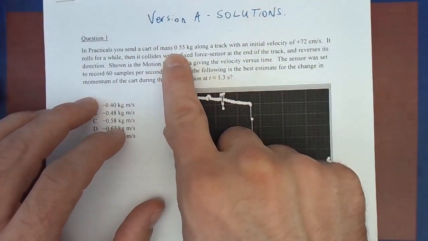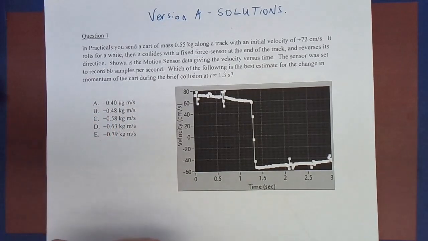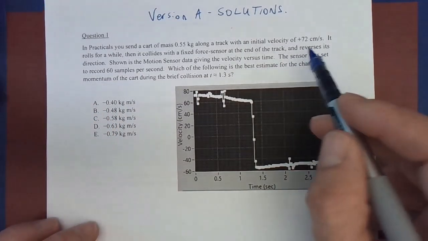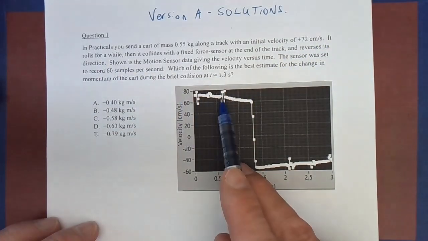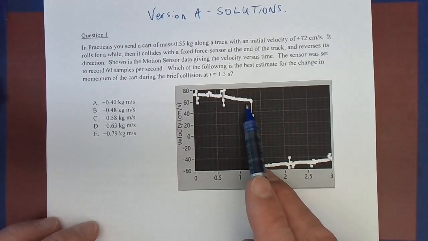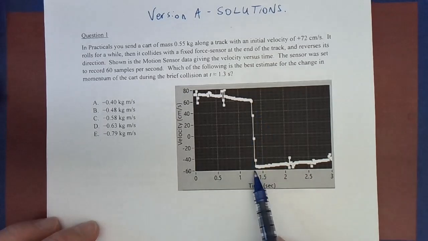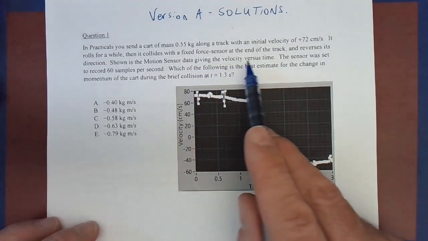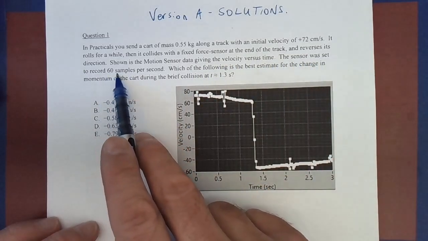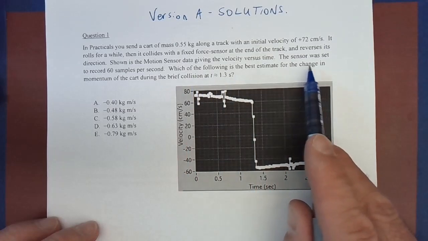First question. In practicals, you send a cart of mass 0.55 kilograms along a track with an initial velocity of 72 centimeters per second. It rolls for a while. I guess it's slowing down. Then it collides with a fixed force sensor at the end of the track and reverses its direction. I remember that. Shown is the motion sensor data, giving velocity versus time. The sensor was set to record 60 samples per second. Which of the following is the best estimate for the change in momentum?